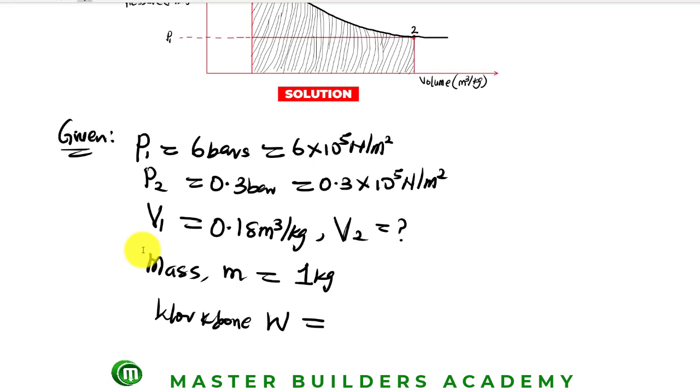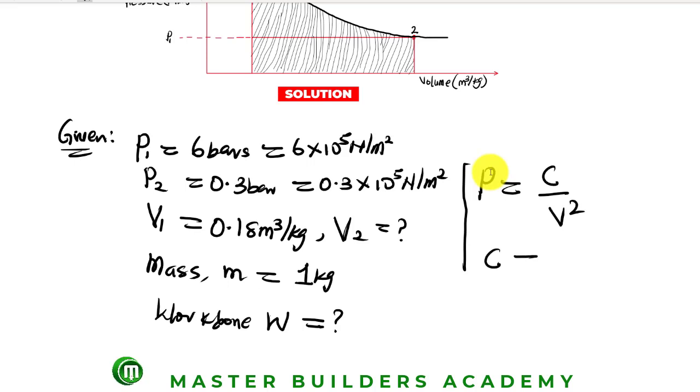W between 2 points is equal to unknown. Now from this same question, we were given the relationship. All right, let's assume we divide this section into two. We're given that P is equal to C all over V squared. This is a relationship we're given. And then from here, we can make C the subject of the formula so that C becomes PV squared.